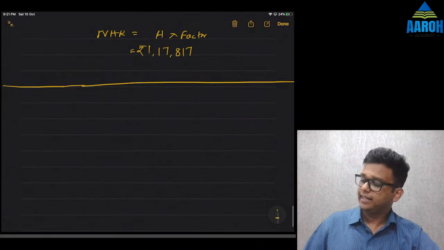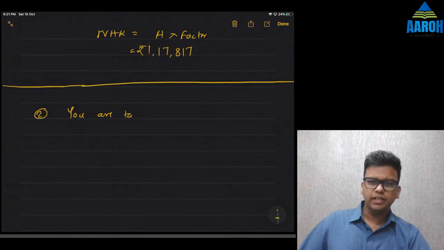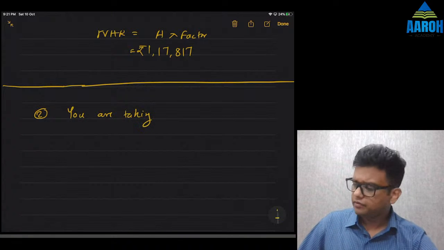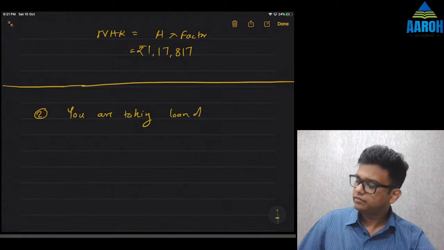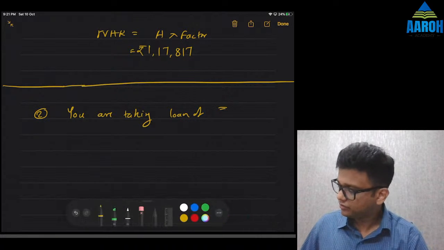If yes, second, you are taking, very good, Sanika, Vishwajit, correct. Vaibhavi, good. You are taking loan of, no. Now let's twist the question a bit.